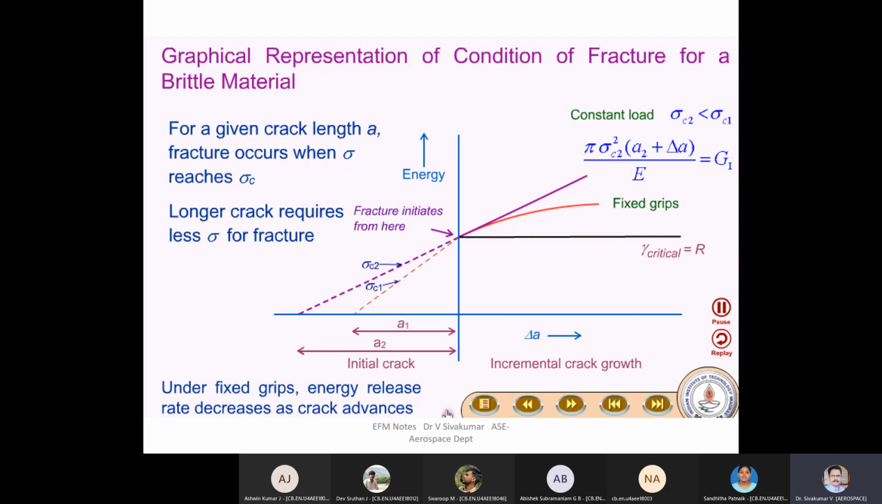When you have an experiment, let us say this is our experiment. Let us take mode 1 always. Now in mode 1, I have a crack length. Drawing is very poor.